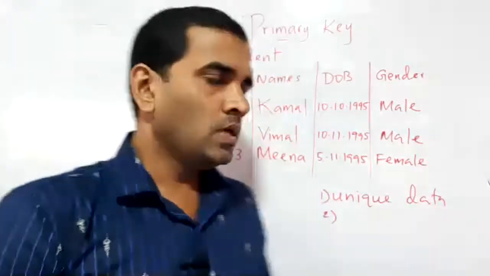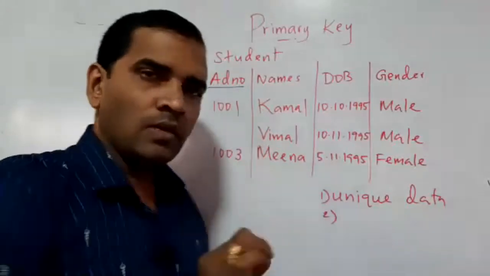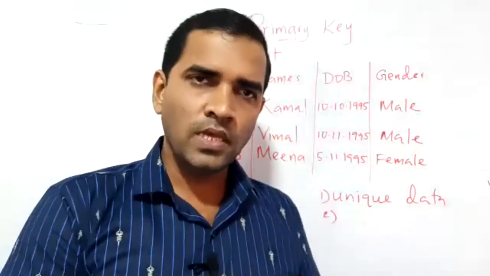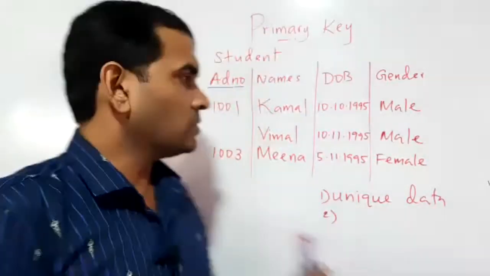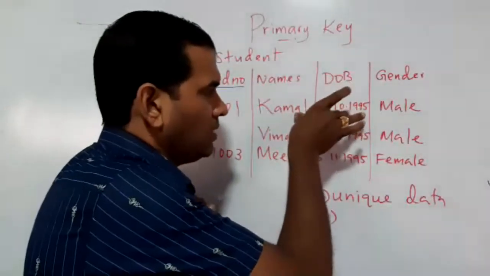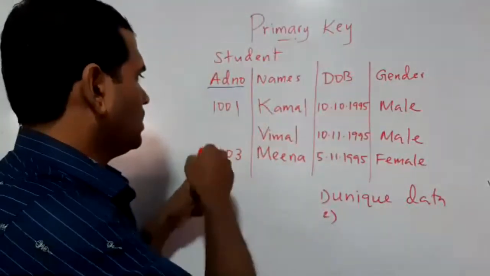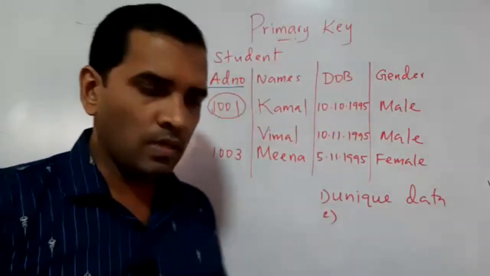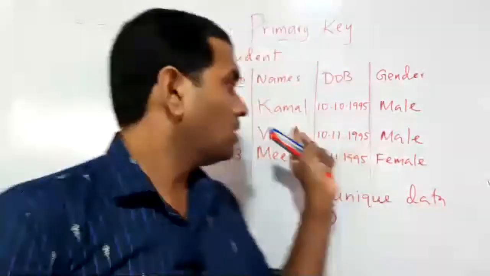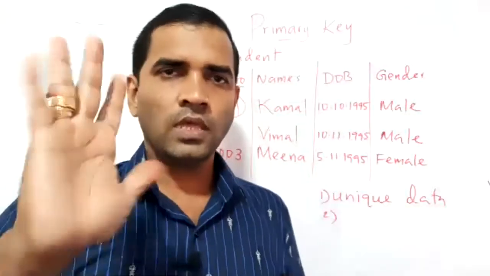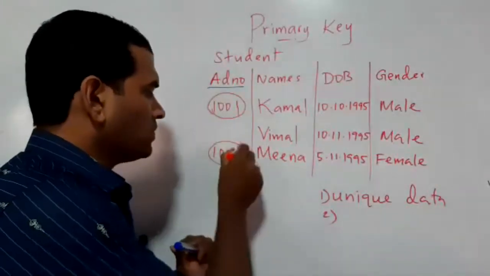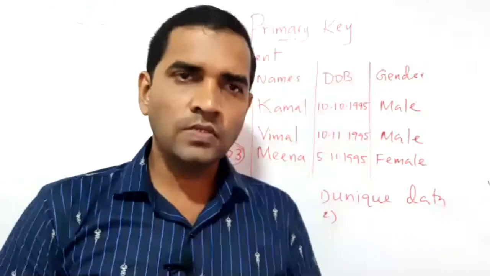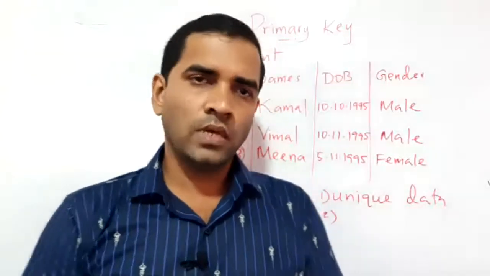So now look here. If you suppose that admission number is the eligible candidate for the primary key, there is an issue because look here, the first record can be identified by 1001. Am I correct? So when I call 1001, I know that Kamal stands up, right? So I can identify that. Even when I call 1003, I know that Meena stands up. So in this instance also, it is easy to identify.